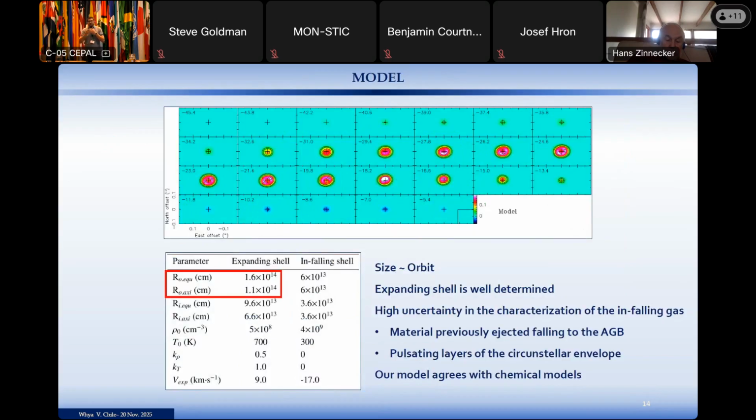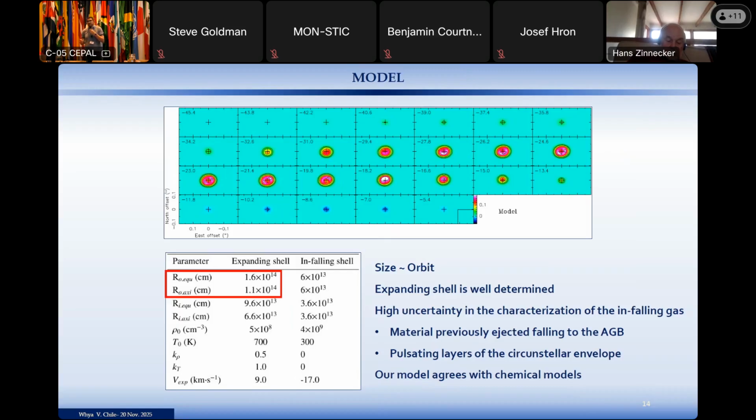We have modeled the central component of the map, focusing on the 100 milliarcsecond region, and for this purpose, we use an expanding shell for the emission and an infalling component for the absorption at positive velocity. The expanding shell is well determined because we have the observations well characterized. However, the uncertainty on the infalling component is high.